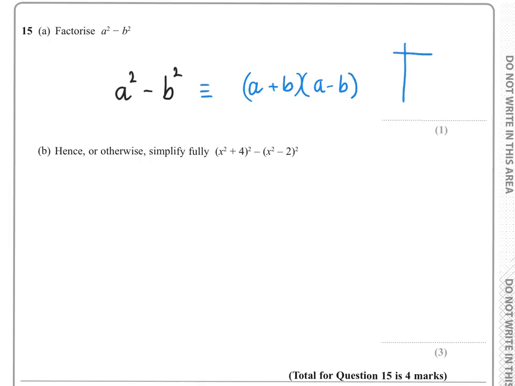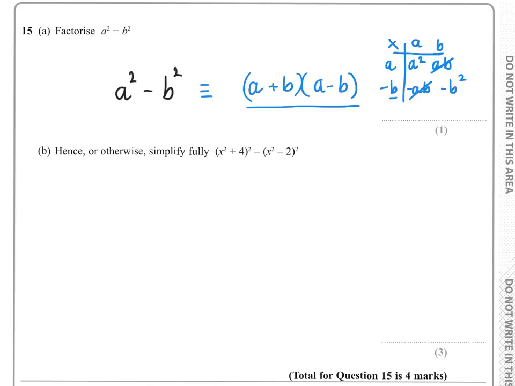Well, if we look at a grid here and multiply these out, we get our a squared. Here we have ab, here we have minus ab, and in this position here we have minus b times b, which is minus b squared. The minus ab cancels with the ab, and we're left with a squared minus b squared. So that's why we can write it as a plus b times a minus b.